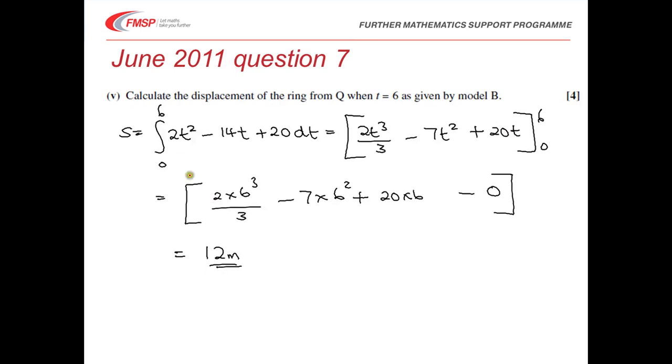Finally, on part 5, you get one method mark for recognising that we need to be integrating. Accuracy mark for getting 2 or more of these terms correct in the integral. A method mark for subbing in the limits, and a final accuracy mark must be the correct answer there for that final mark.